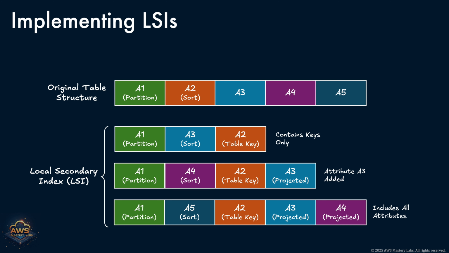The third LSI uses A5 as the sort key and projects all attributes from the base table. This effectively mirrors the full item structure, but orders and indexes it based on the new A5 attribute. This is particularly useful when you want to support complex queries that require sorting or filtering on attributes not originally part of the base sort key. A key point to note is that because A2 is part of the original primary key, it will always be present in the LSI schema. LSIs are thus ideal for scenarios where you want to enable alternative sorting or filtering within the same partition key context, without changing the overall partitioning logic of your table.